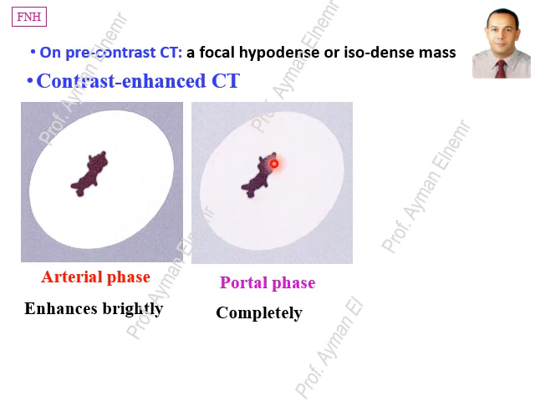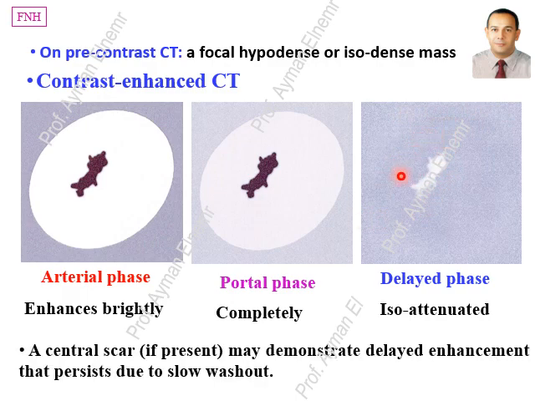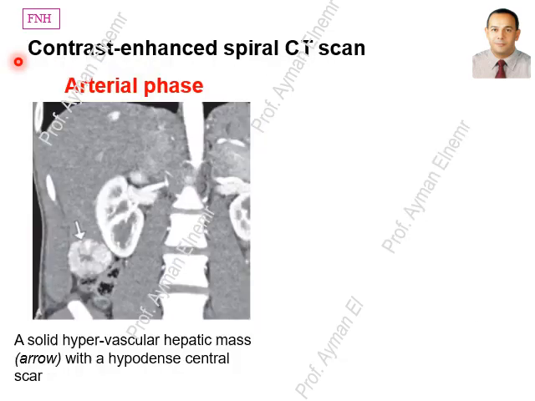The central scar enhances over time. In the delayed phase, the lesion becomes isodense and the central scar shows delayed enhancement due to slow washout. This is an example of a contrast-enhanced spiral CT scan.